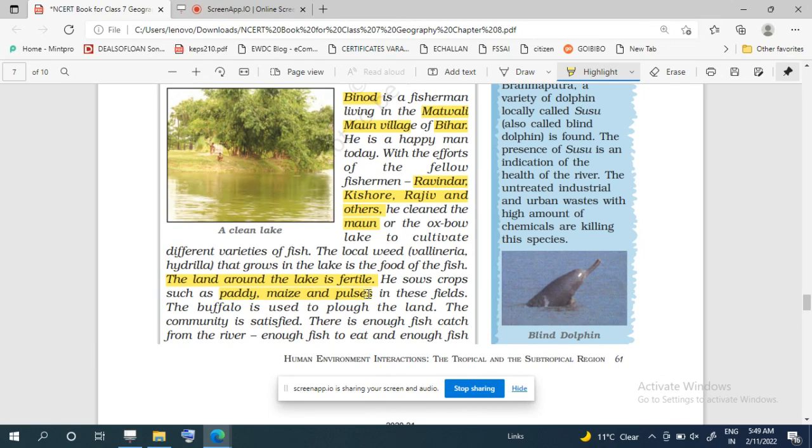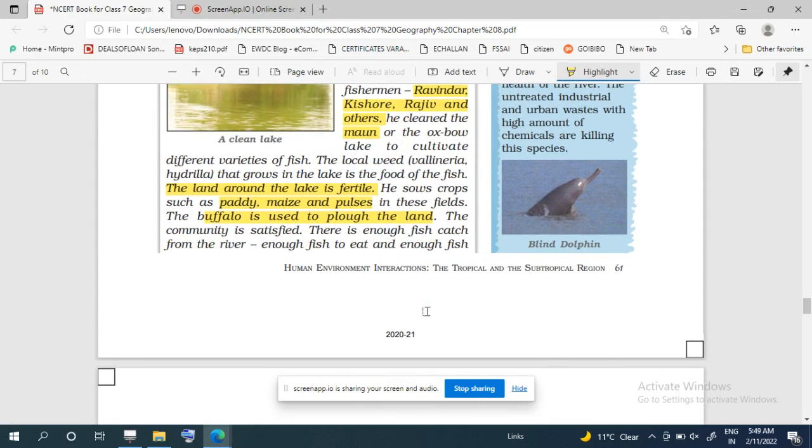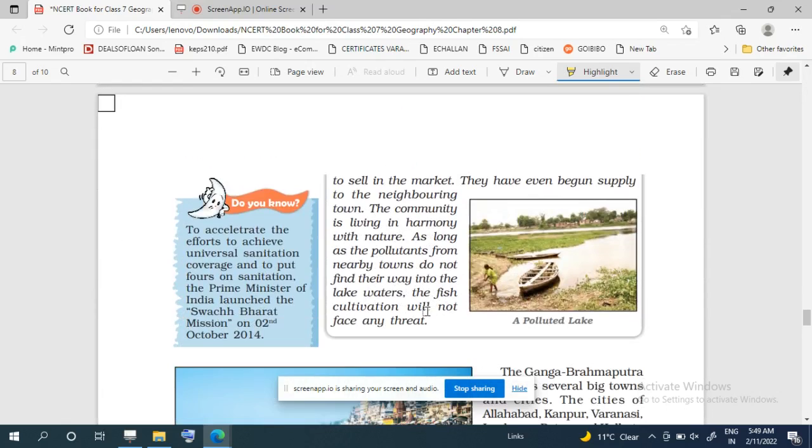And he has buffalo which he used for plowing the land. And now all the people are doing the similar type of thing, and the whole community is, we can say, satisfied. And there is enough fish catch from the river. They not only eat the fish, but they sell it also in the market. And they have even started supplying this to the neighboring town.